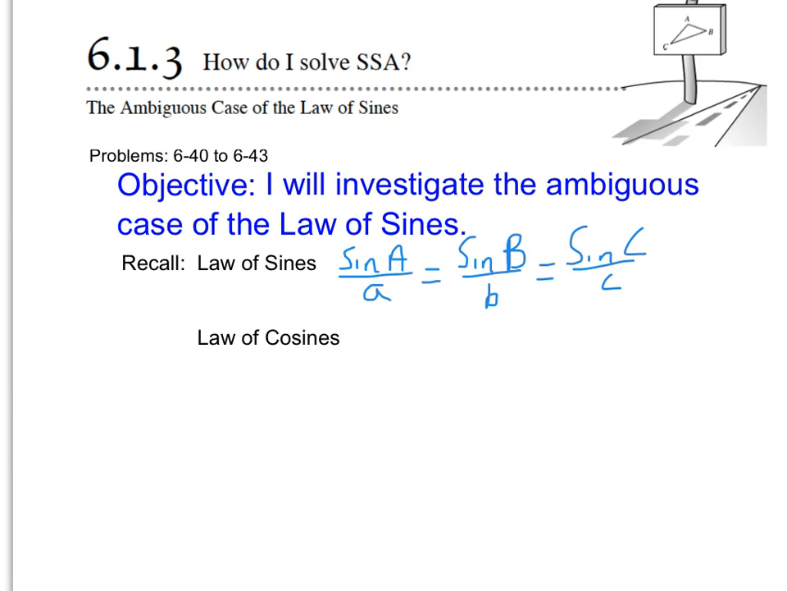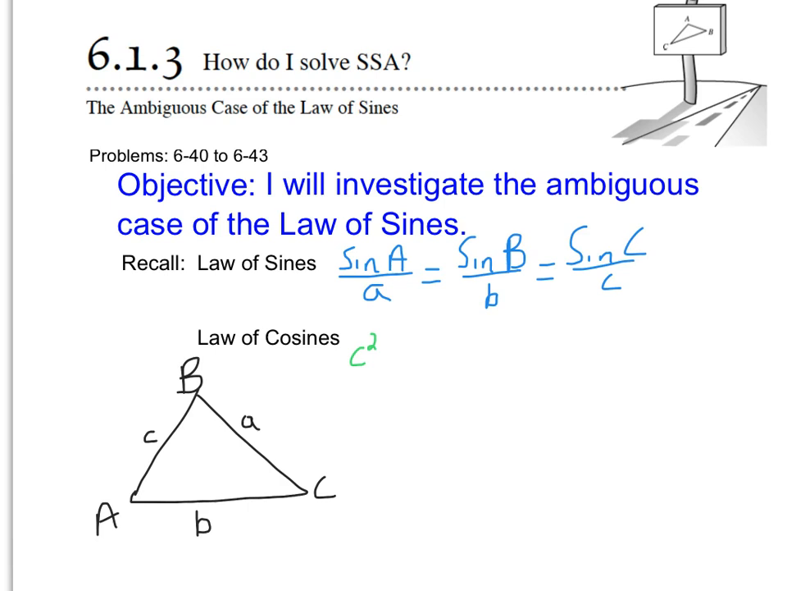Now, this is for triangle A, B, C, where side A is opposite angle A, side B is opposite angle B, and side C is opposite angle C. Law of cosines.